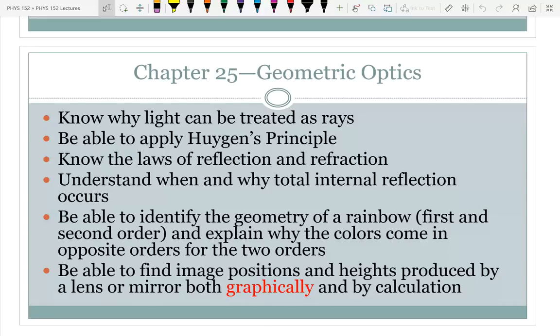The first one here is chapter 25, geometrical optics. This is where we introduce light behaving as a ray. That is, it has a starting point, goes in a straight line unless it hits something, in which case it becomes a line segment. So that's the idea of the ray model. We learned Huygens principle. Make sure that you understand what Huygens principle is.